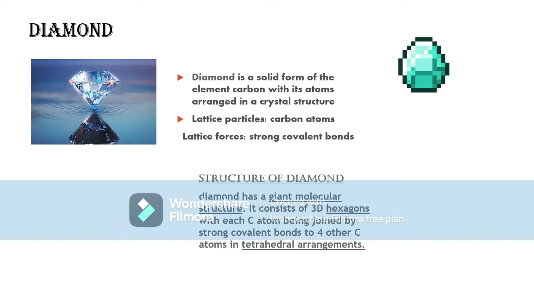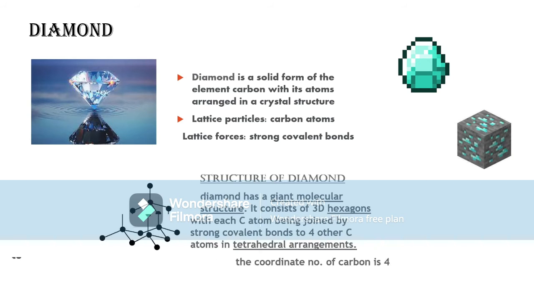The structure of diamond. Diamond has a giant molecular structure. It consists of 3D hexagons with each carbon atom being joined by strong covalent bonds to 4 other carbon atoms in a tetrahedral arrangement. The coordination number of carbon is 4, which means that one carbon atom of diamond is covalently bonded to 4 other carbon atoms. There are 3 main properties of diamond.